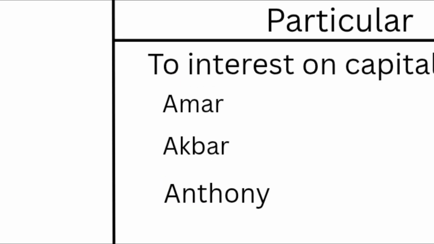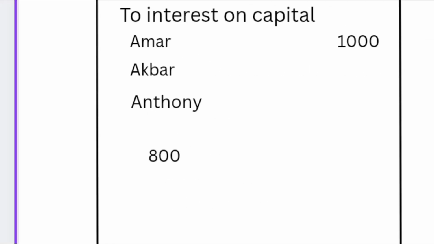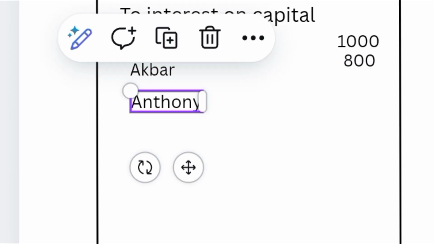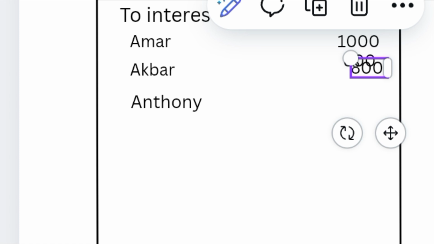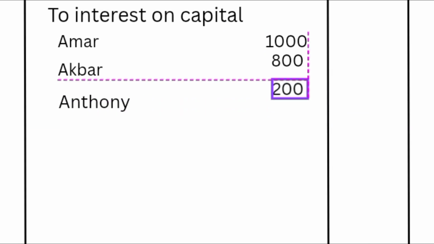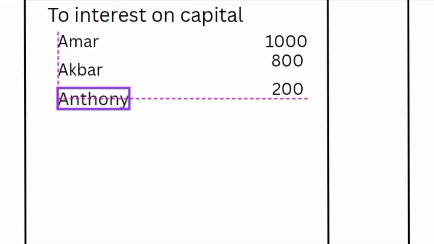And 5% of 16,000 is 800. So the interest of Akbar is 800, and 5% of 4,000 is 200. So the interest of Anthony is 200. So the total amount of interest on capital is 2,000, by adding 1,800 and 200.